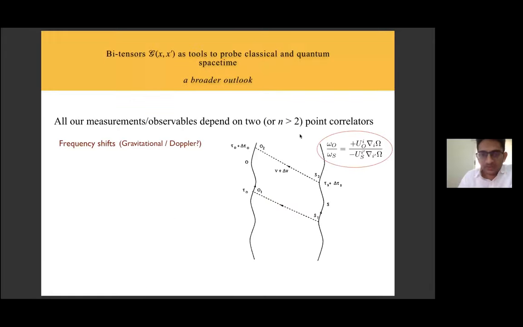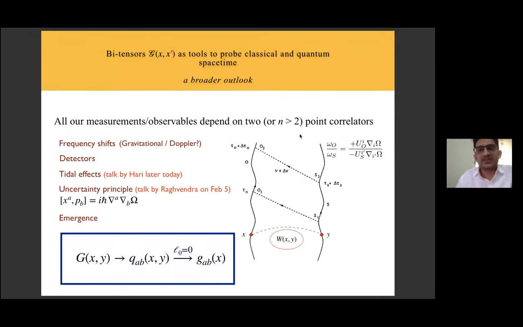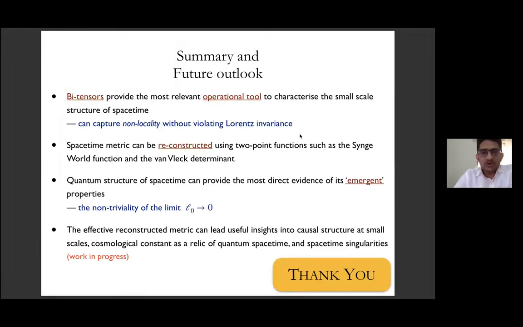So here is my last slide, which provides the broader outlook on using bi-tensors as tools to probe classical and quantum space-time. I've already indicated much of this during the talk. There are also a couple of talks which will discuss these tools further. The whole program is summarized in that blue box at the bottom of the slide. From the two-point function, you can go to the effective metric. When you set L naught equal to 0 there, you should get back the background geometry. But if you don't set L naught to 0, some interesting effects can arise. So here is a summary of the talk and some future outlook.